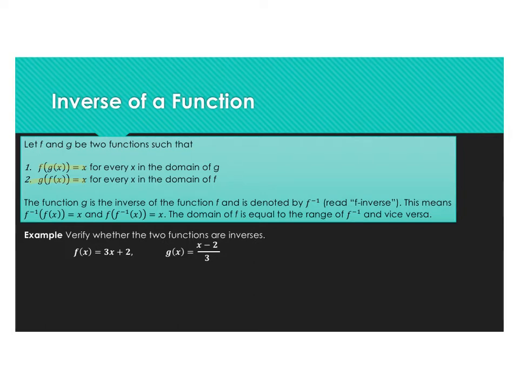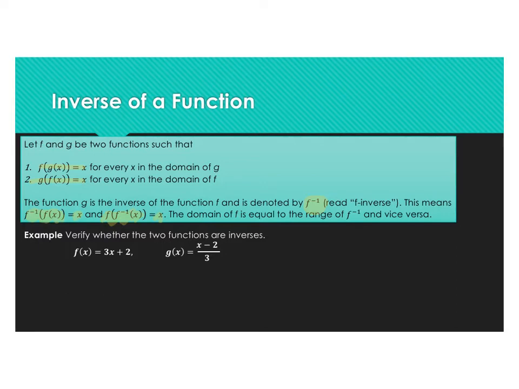And how we know inverse is this f to the negative 1 power. It's read as f inverse. So this means if they are inverses, then f inverse of f is equal to x, and f of f inverse of x is equal to x. So it's the same thing, except instead of saying f inverse of x or f to the negative 1 power of x, we have f of g.